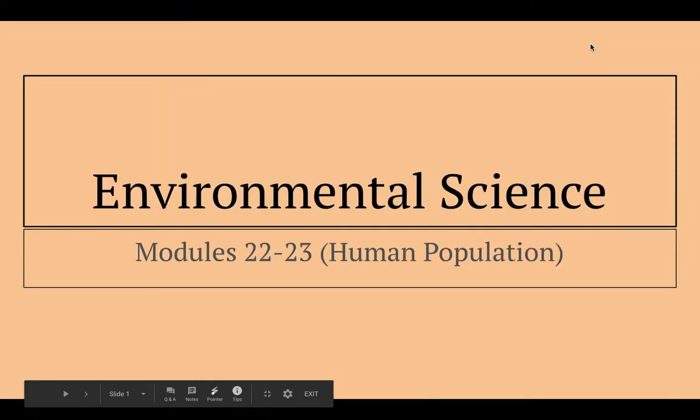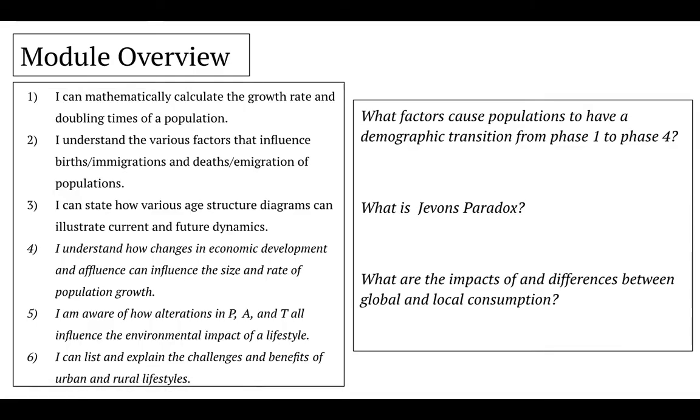Welcome to modules 22 and 23, which is all about human population. Couple things to talk about in terms of the overview of this module. You're going to be thinking about the different variations that go into how quickly a population grows, as well as the factors that influence births and deaths, and also age structures.